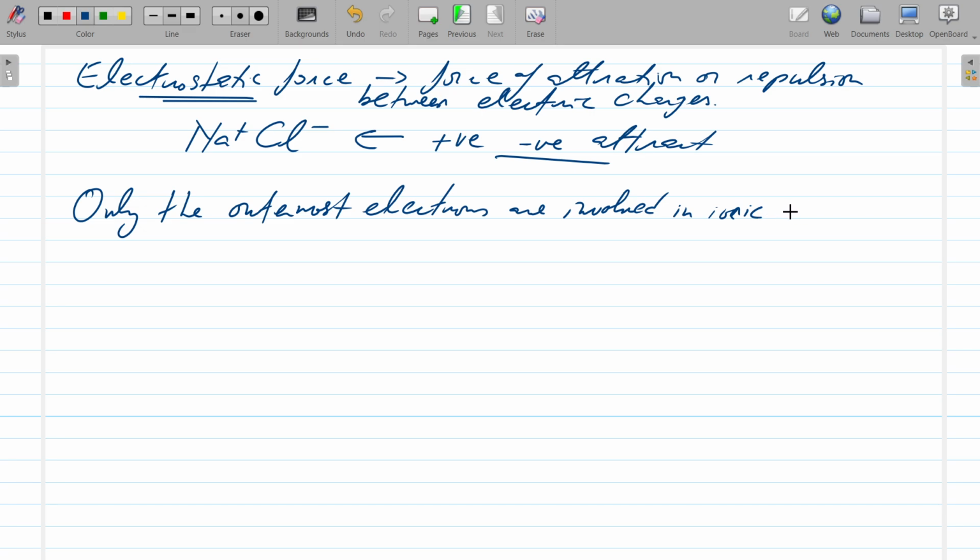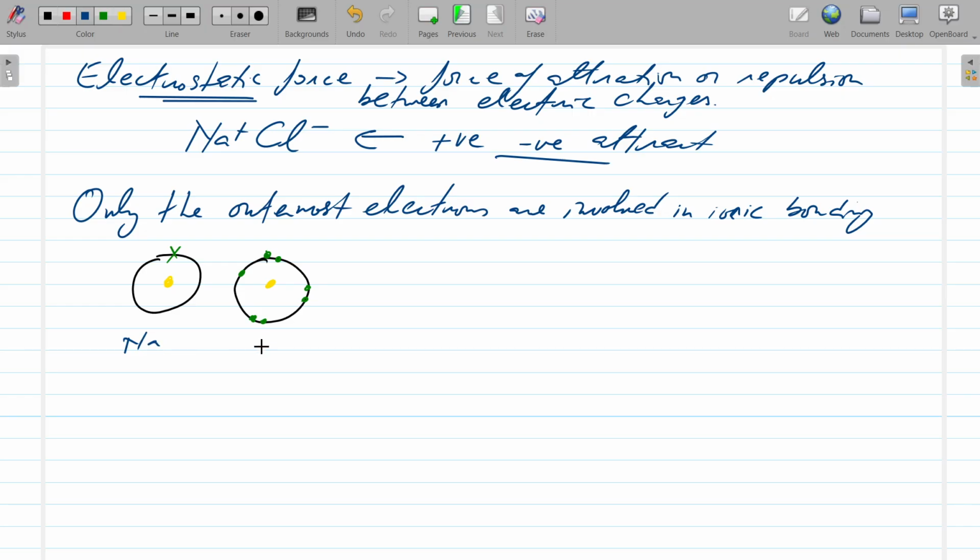Ionic bonding. To simplify this, we're going to draw the dot and cross diagram showing only the outermost shell, the valence shell. That's sodium, and that's chlorine, and that is the one outermost electron for sodium, dots, not crosses for this one, and that is the outermost shell for chlorine.